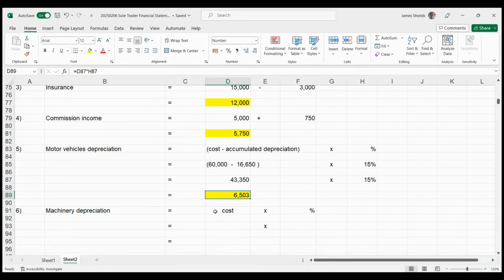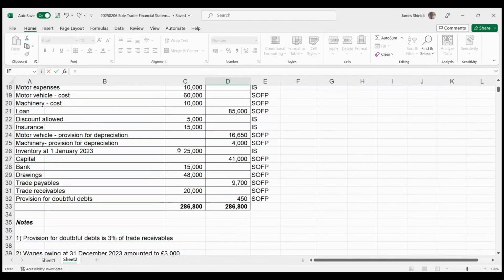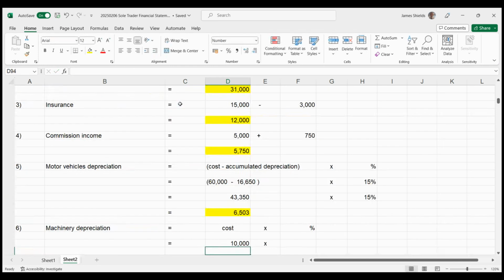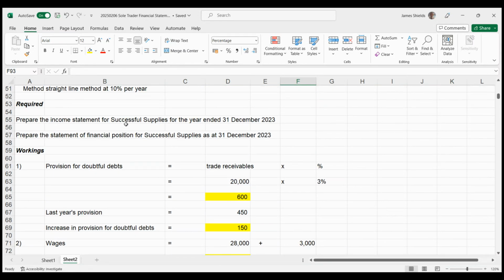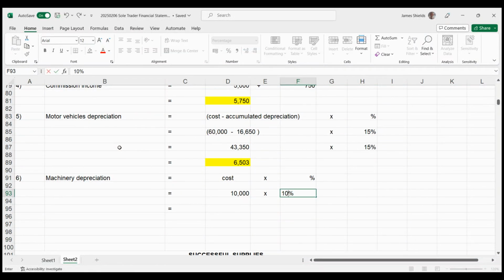Machinery depreciation is the cost times the percentage, straight line method. The cost for machinery, I go back to my trial balance. Machinery cost here is £10,000. The percentage we're told in the notes, it's a straight line method, remember, so cost times percentage is 10%. So I'm going to times that by 10%. And 10,000 times 10% should give us £1,000. Yes. And again, I'm going to use it in a few moments, so I'm going to highlight that now.